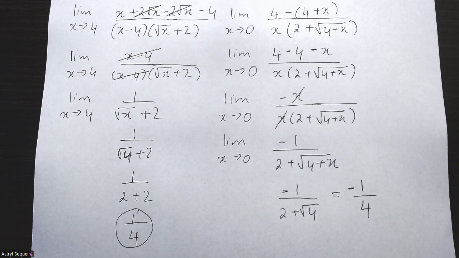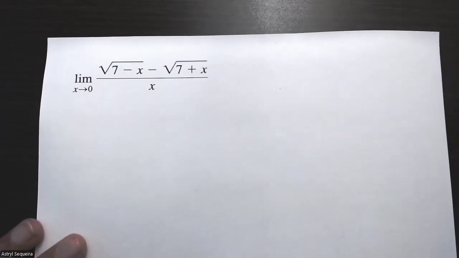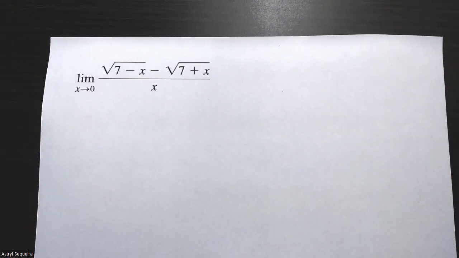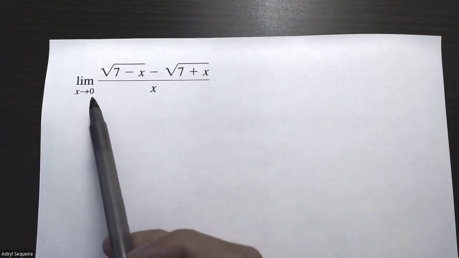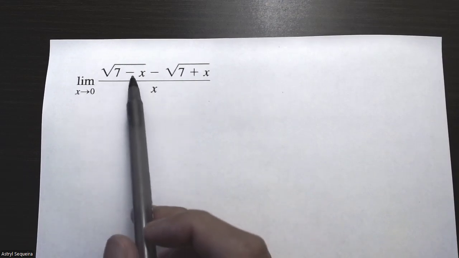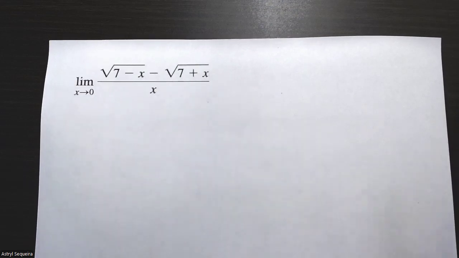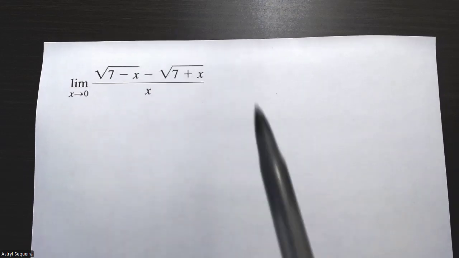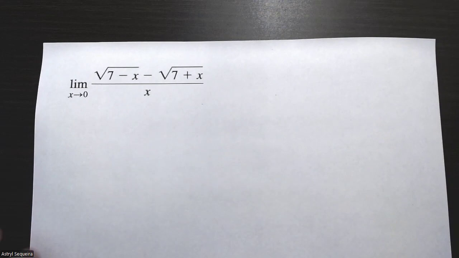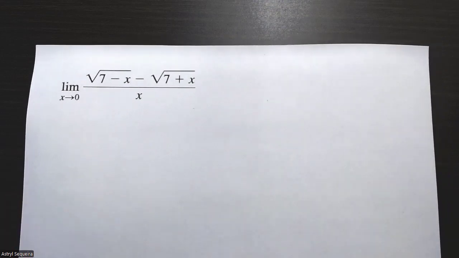And let's go to the third and final question for this video. Again, it's just practice of the similar stuff over here, so nothing too different. So if I sub in 0 into this, 7 minus 0 is just 7, and 7 plus 0 is 7. Root 7 minus root 7 is just 0 on the top, 0 on the bottom. So again, this is 0 over 0, which is indeterminate form, so I have to rationalize.